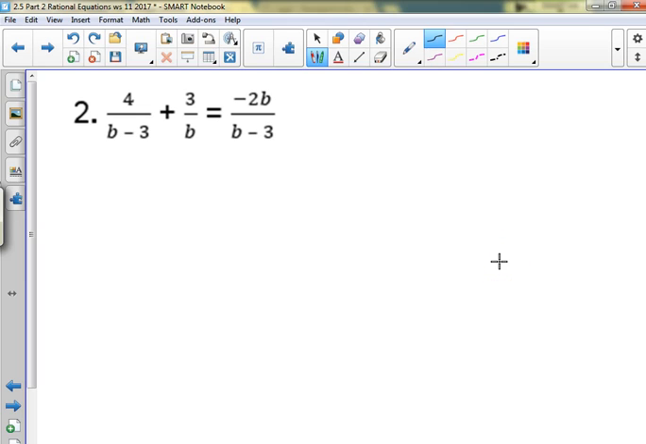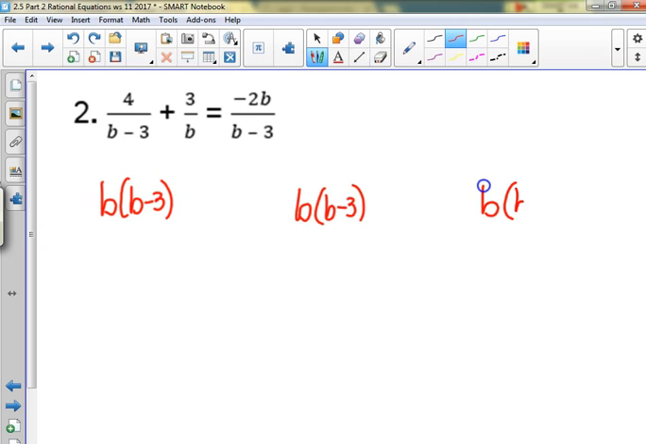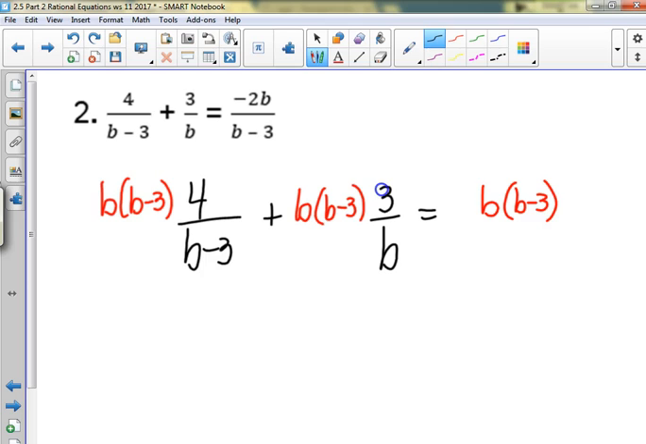Okay. Common denominator is going to have what? A b and a b minus 3. Okay. There are 3 terms I need to multiply it by. There's a 4 over b minus 3. There's a 3 over b. And there's a negative 2b over b minus 3.